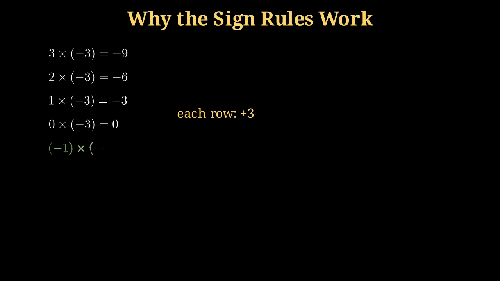-1 times -3 must be +3. And -2 times -3, +6. The pattern leaves us no choice. Negative times negative has to be positive.